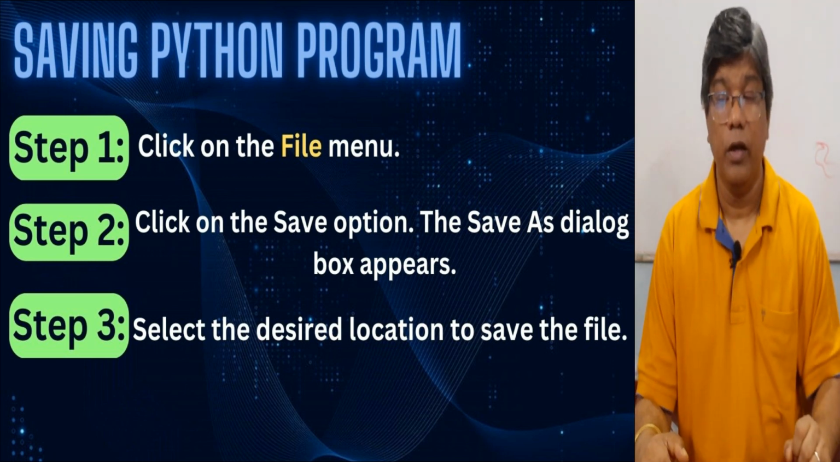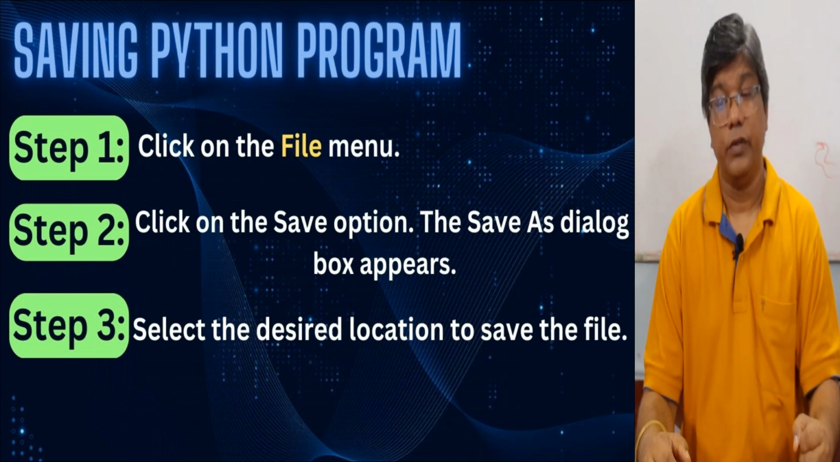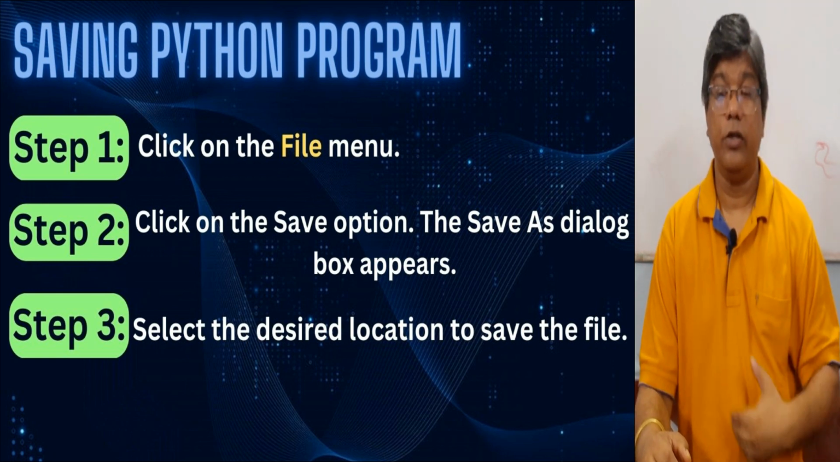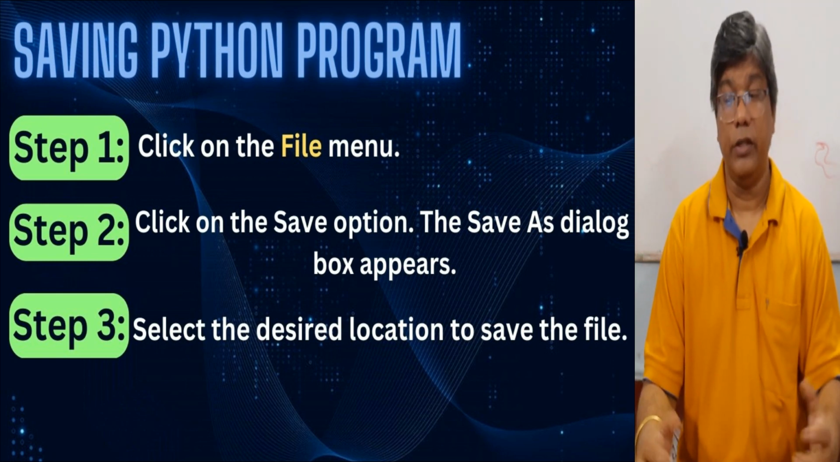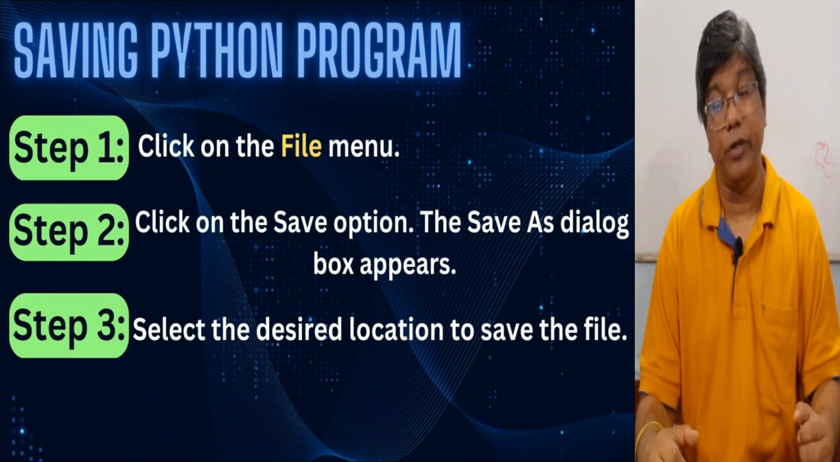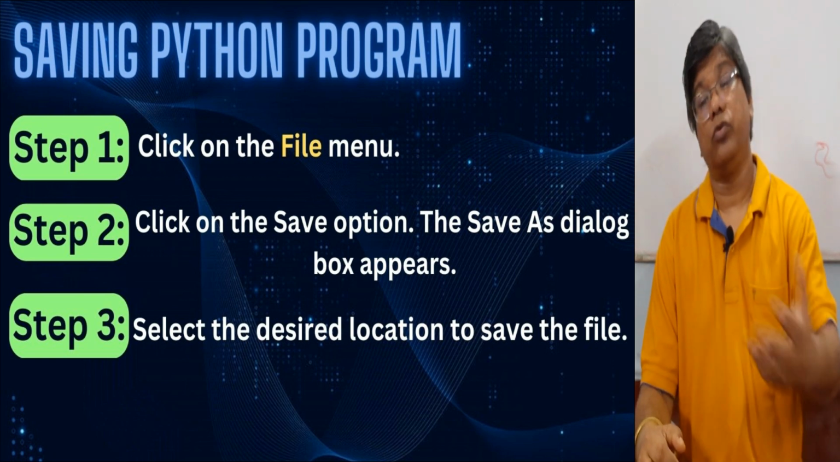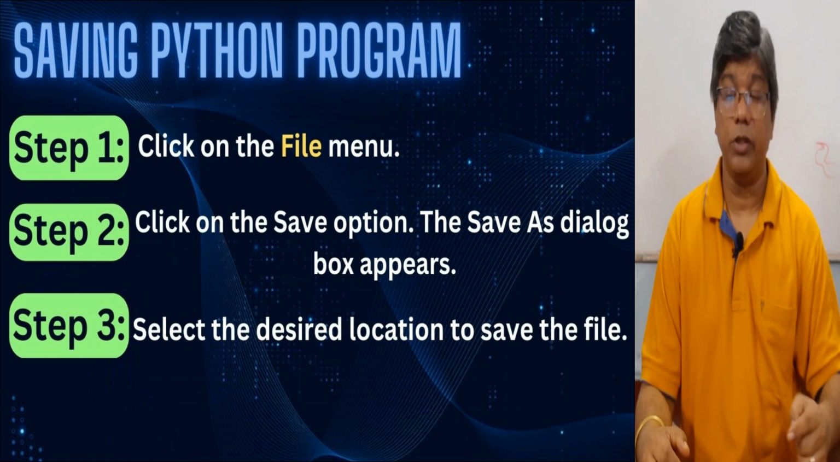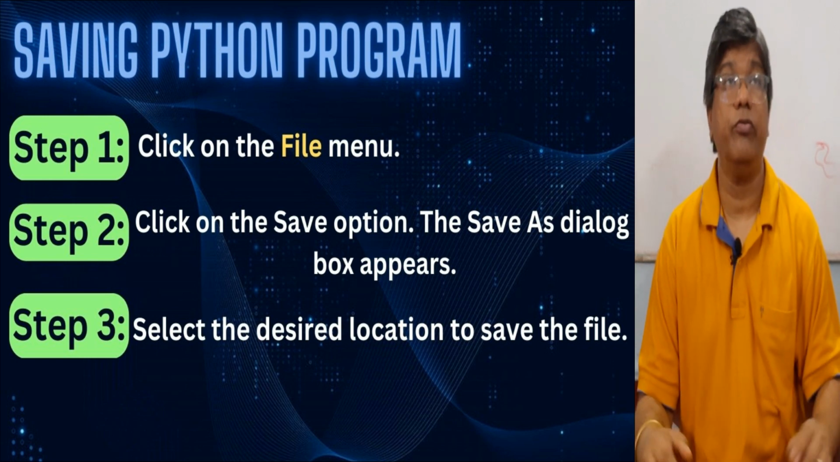Step 1. Click on the File menu. Step 2. Click on the Save option, and the Save As dialog box then appears on the screen. Now go to step number 3. What is step number 3? Select the desired location to save the file.